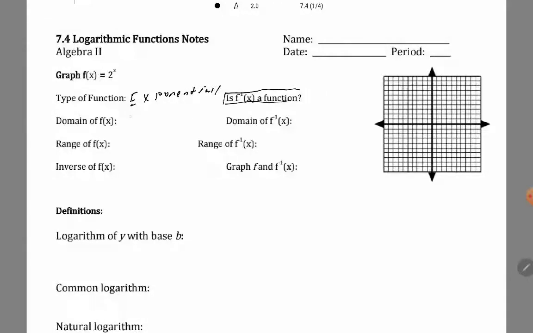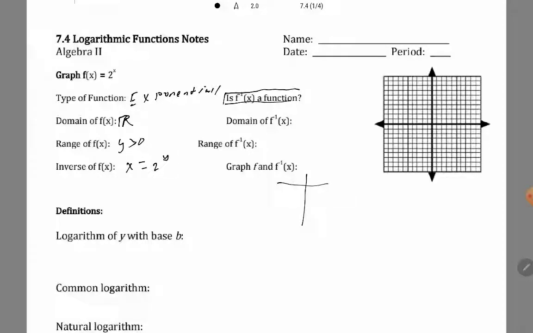So the domain, we know this to be all real numbers for the x. Range, y is greater than 0. And the inverse, remember all we do is switch x and y and solve for the other variable, which we don't know how. But we can graph it. So our inverse is x equals 2 to the y. So all we're doing is swapping our x and y values.